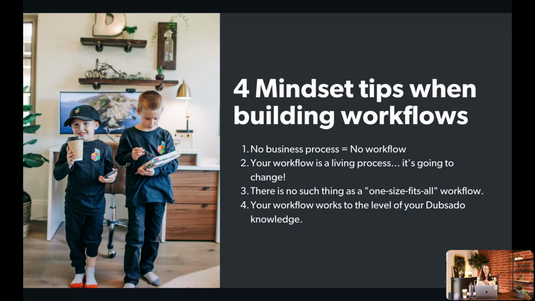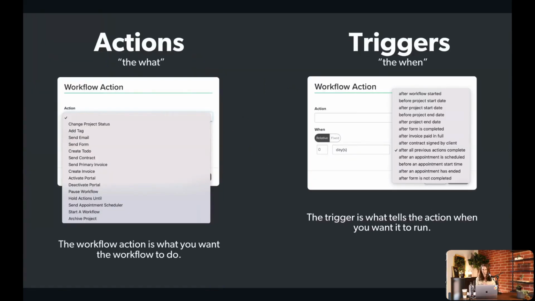All right, who's ready to get into the nitty-gritty of workflows? Let's go. Okay, so in workflows, each step of a workflow is made up of an action and a trigger. The workflow action tells you what you want the workflow to do. What do you want it to send? What do you want it to do? And the trigger is the when. It tells that action when you want it to run. So in a workflow, you must have an action, aka the what, and the trigger is the when. You must have these two items in your workflow.